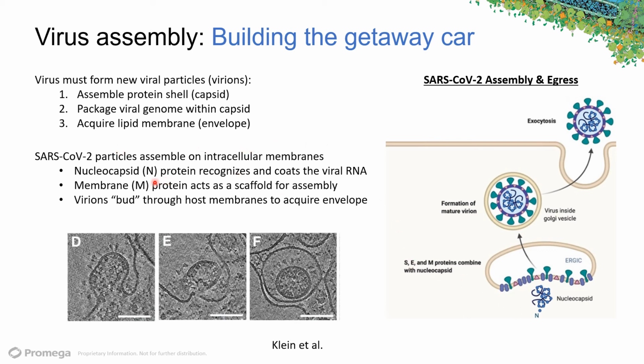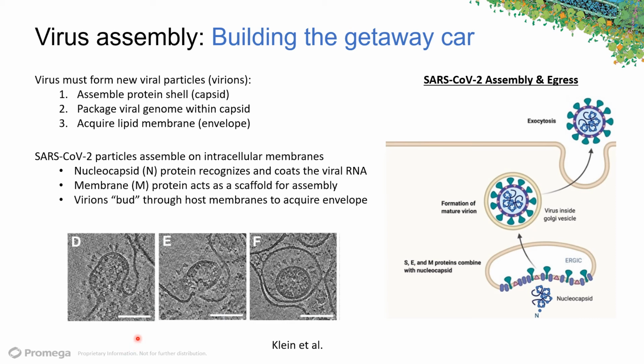So it's the nucleocapsid or nucleoprotein, N protein, that recognizes and coats the viral RNA, as shown here. So here we have that viral genome coated with the N protein. Then another protein that's involved in this process would be the membrane or M protein, which acts as an important scaffold to pull together the different viral proteins required to form a particle. And as the virus forms, it actually will bud or push its way through host membranes in order to acquire an envelope. Again, that's shown here.